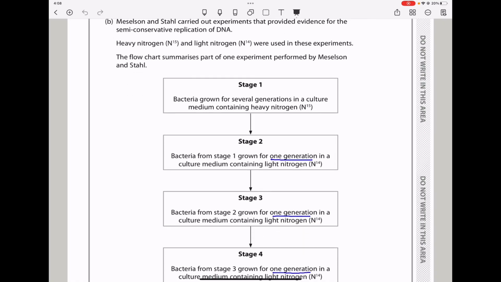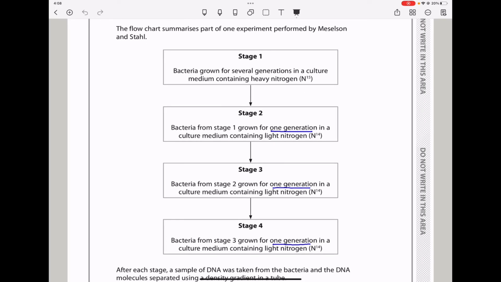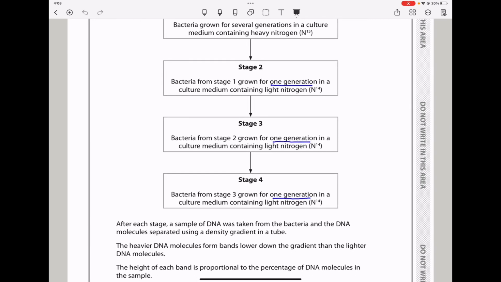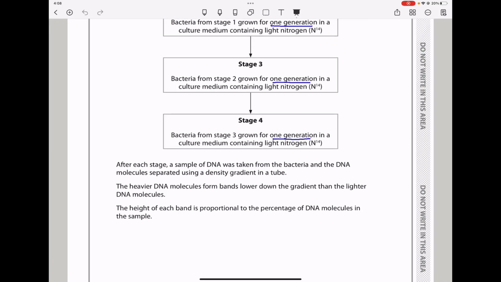So in stage 1, we have bacteria grown for several generations in a culture medium containing the heavy nitrogen. Then bacteria from stage 1 are grown for 1 generation in the culture medium containing nitrogen 14. In stage 3, bacteria from stage 2 are grown for 1 generation in a culture medium containing the light nitrogen, and in stage 4, bacteria from stage 3 are grown for 1 generation in a culture medium containing the light nitrogen.